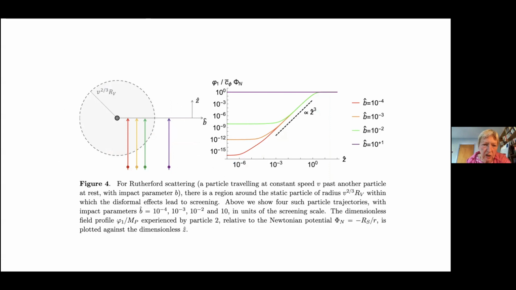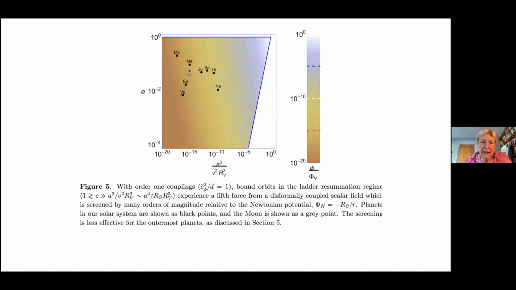For the planets, if the parameters are of order one in the resummation regime, you've got the fifth force, which is screened by many orders of magnitude, and this is giving the eccentricity against the radii for the different planets. For the outermost planets, the screening factor is less effective. That's because their distance is greater than for the innermost planets.